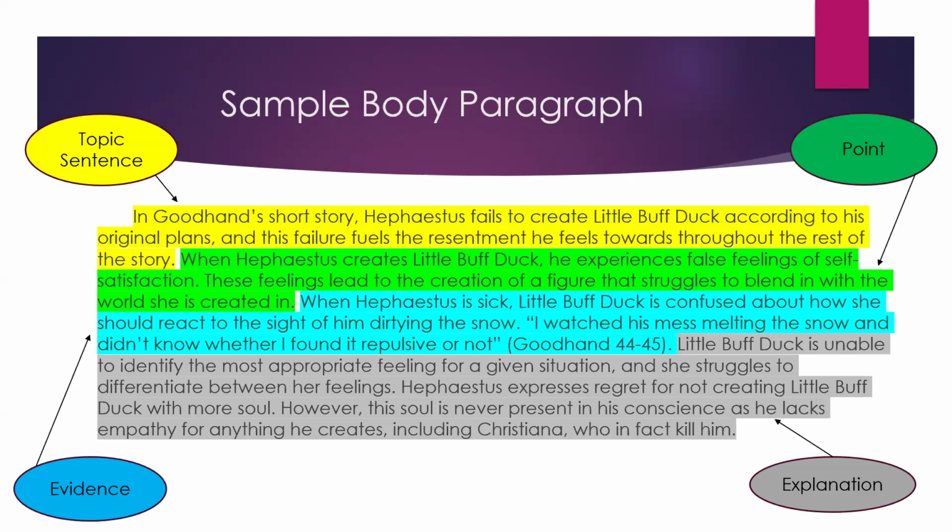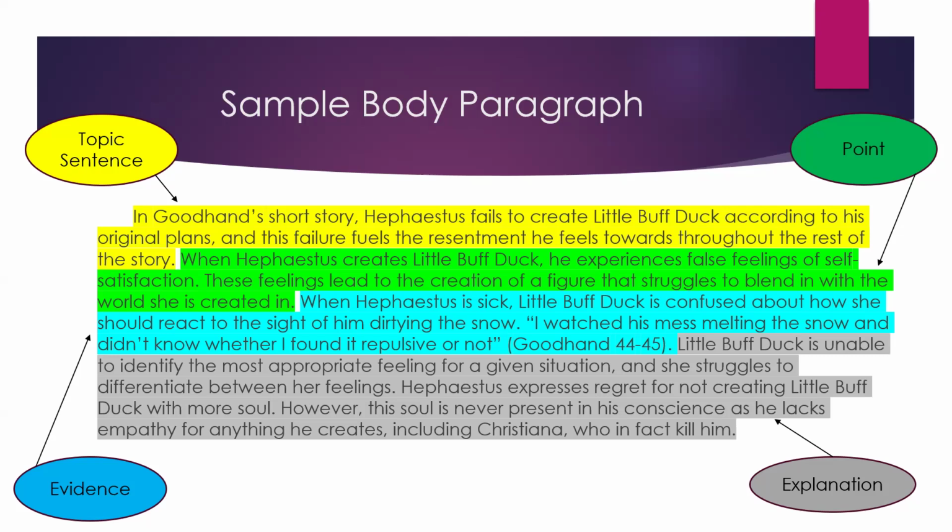In Goodhand's short story, Hephaestus fails to create Little Buff Dog according to his original plans, and this failure fuels the resentment he feels throughout the rest of the story. So this is our topic sentence, and based on this topic sentence, we know that the rest of the paragraph will be looking at Hephaestus's relationship with Little Buff Duck, and it will also be looking at how his relationship with Little Buff Duck causes him to go in a downward spiral and feel resentment towards not only Little Buff Duck, but his other creations like Christiana.